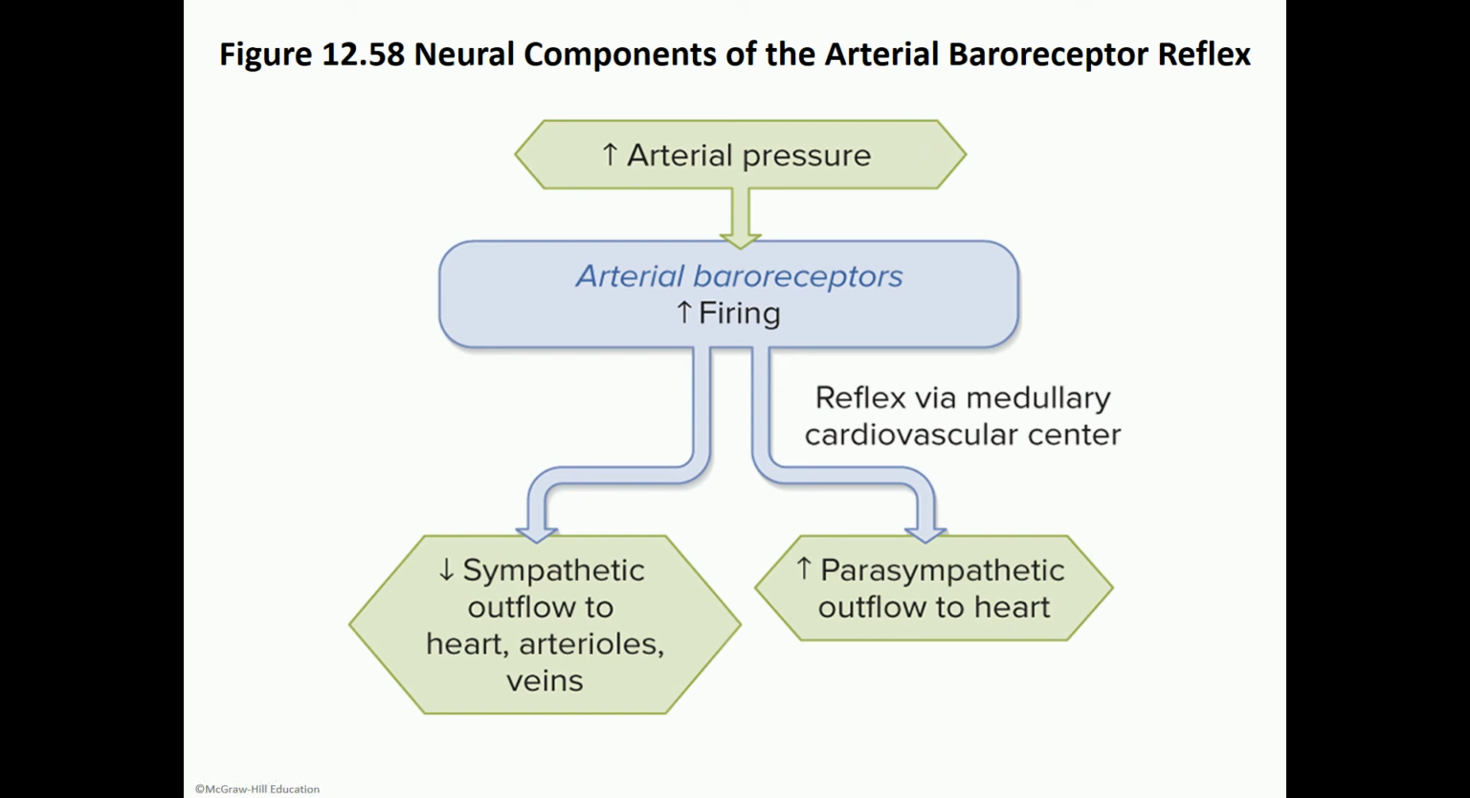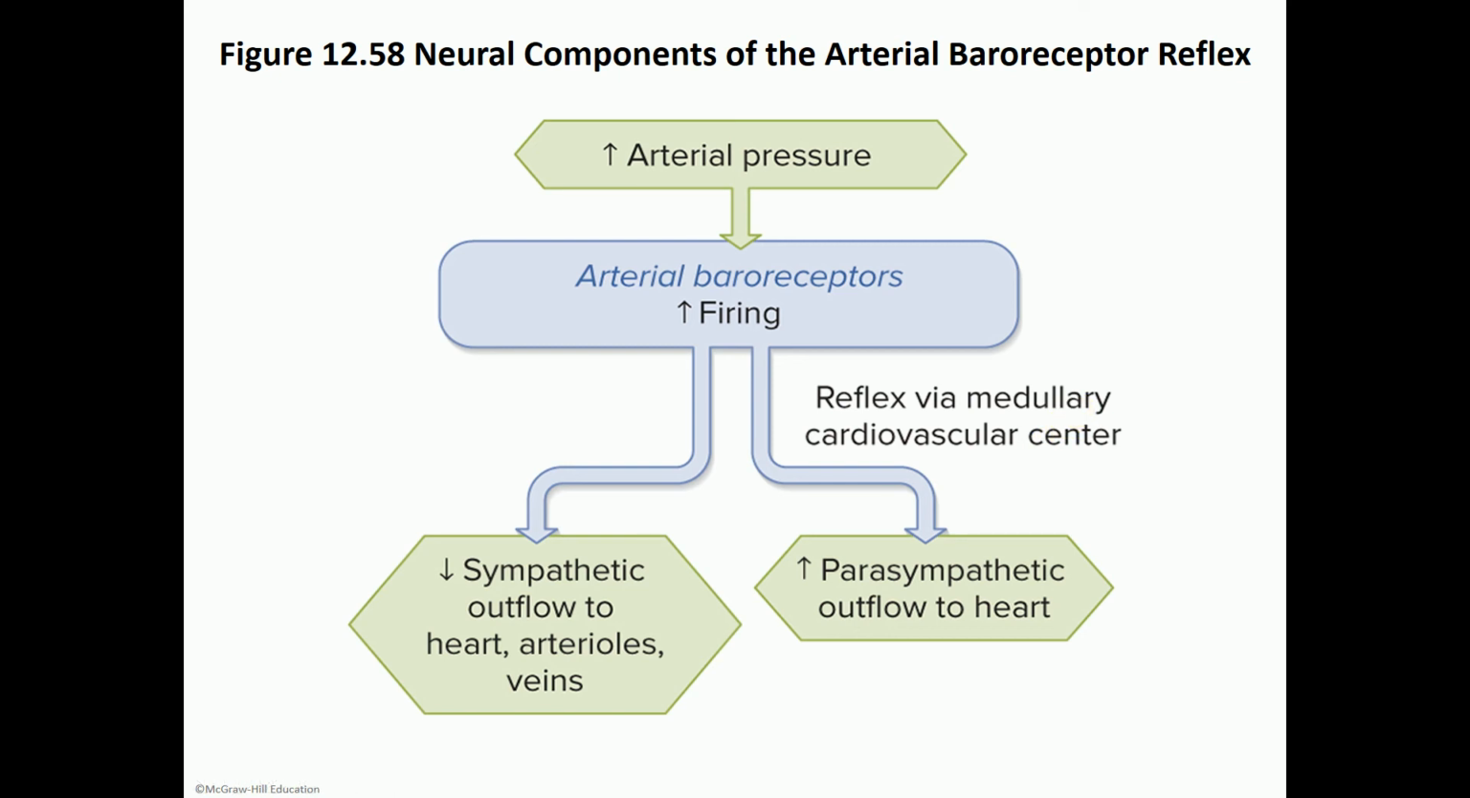It is basically due to playing around with the sympathetic and the parasympathetic innervation. So again, any change in arterial pressure will change the firing of the arterial baroreceptors, and that will lead to changes in how much sympathetic or parasympathetic impulses are going to the different structures. So we are going to talk in this scenario about what happens in the case of hypertension. In hypertension, the blood pressure is higher than normal. The baroreceptors are going to pick up that change and increase their firing to the medullary cardiovascular center, which is obviously found in the medulla oblongata.